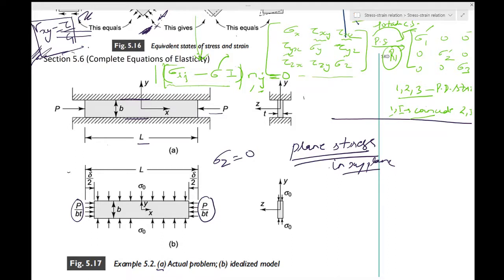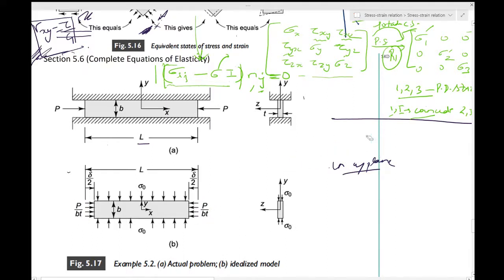The last part is that the normal stress of contact between the plate and the wall is uniform. So this entire contact region which you have on the top and the bottom, that is uniform. That's an assumption, an idealization which we are taking, and that value is sigma naught. So sigma naught at the top face, sigma naught at the bottom face. So this is how you draw the idealized diagram for this, which is B.